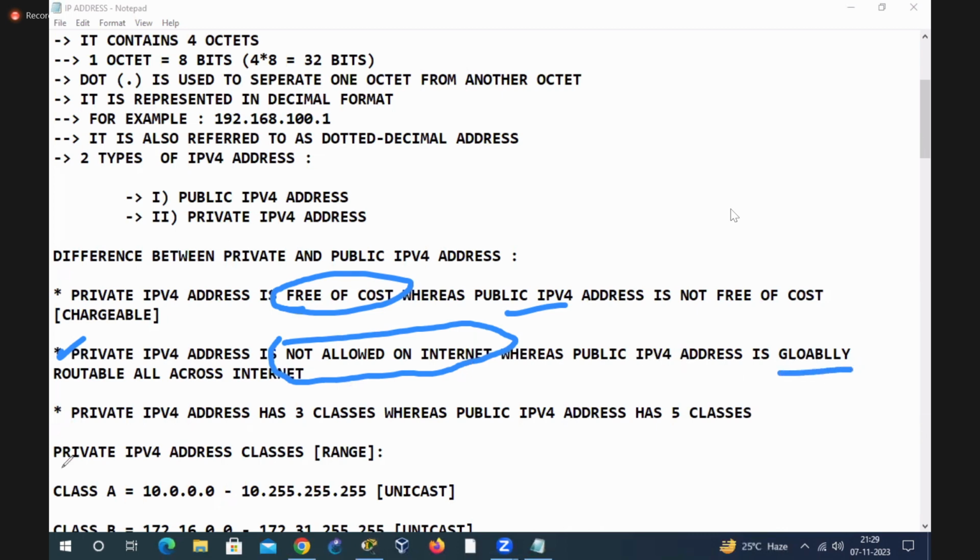A public IP is always allowed. It means anywhere on the internet, you can access any machine using a public IP. The public IP that your machine is using is not given to any other machine across the internet. No other machine can use the public IP that your machine is using. It is simply a unique IP which only your machine can use. That is why this is always chargeable. It is a paid address.